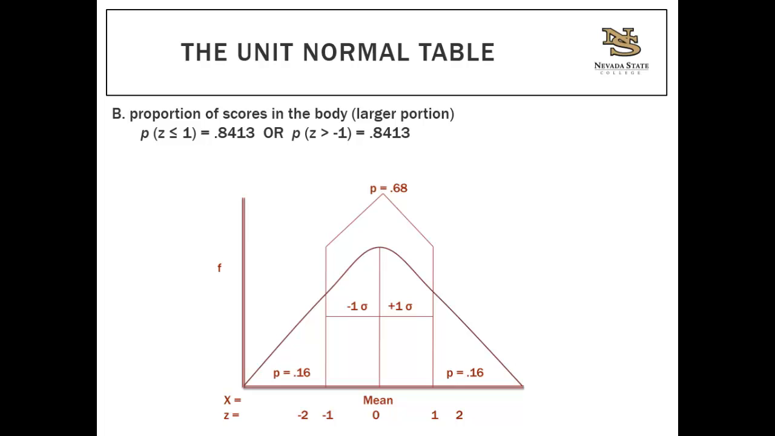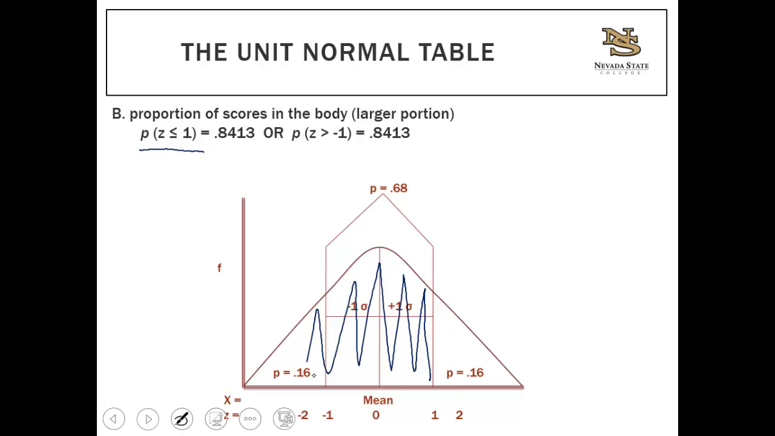If we're looking at the proportion of scores in the body, for example, scores that have a z-score less than or equal to 1, that would be all these guys here. When you draw that out, you can pretty quickly see that you are working with the body, the larger portion of the graph. If you go to the unit normal table and find in column A a z of 1, and then look for proportion in the body, you'll see 0.8413.